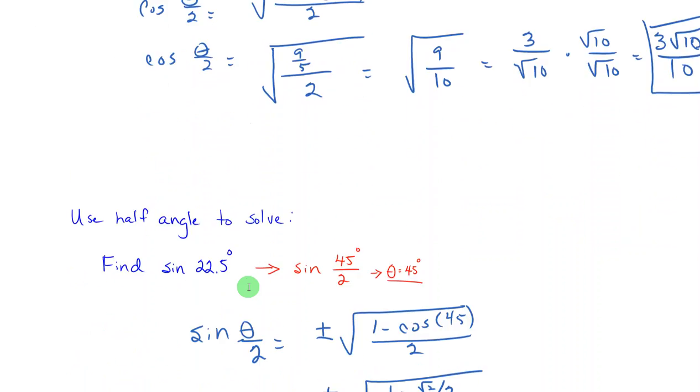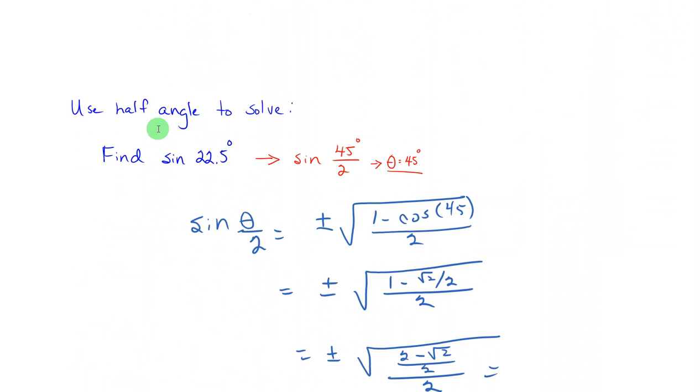All right, let's look here. Use the half angle to solve this. It says find sine of 22.5 degrees. Well, we don't know that. We could do it on the calculator, but we can't do that algebraically. But the half angle says sine of theta over 2 is equal to this formula. And so if we double this, it's 45. And we do know information about 45.